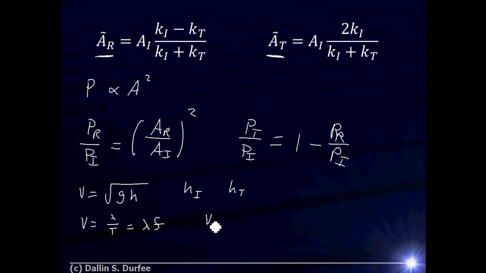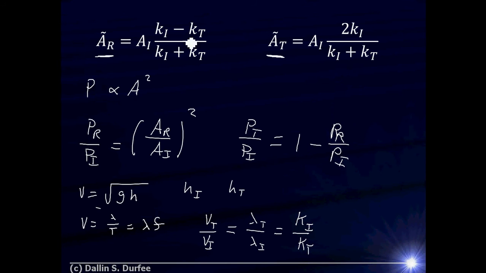So if I do v transmitted over v incident, according to this equation, since f doesn't change, that will just be lambda transmitted over lambda incident, all right? But because wave number is 2 pi over the wavelength, the ratio of the wavelengths is just going to be the inverse ratio of the wave numbers, k incident over k transmitted.